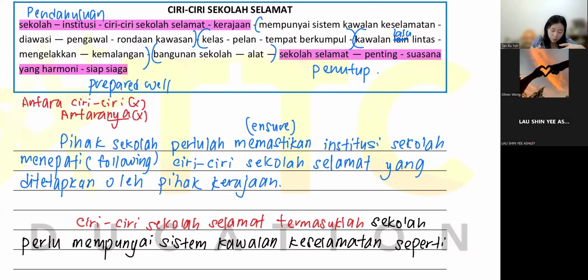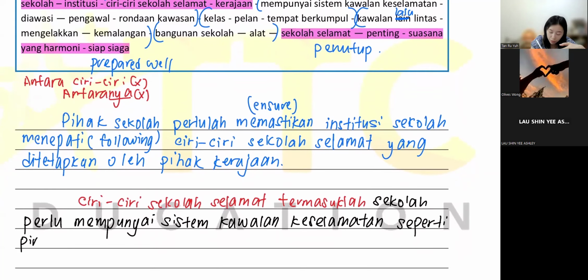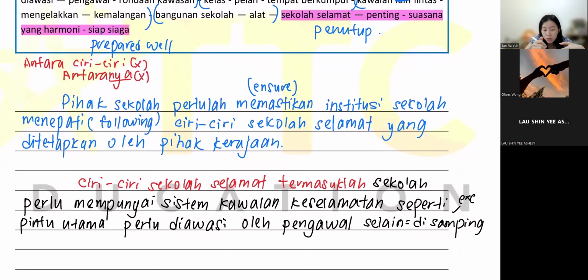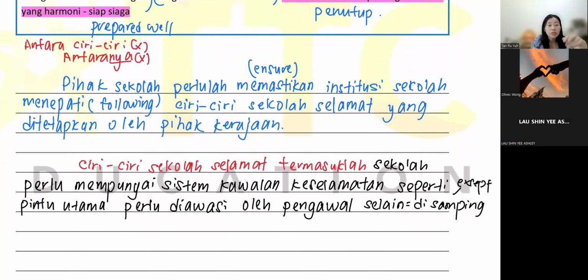So seperti pintu utama perlu diawasi, have to be guarded, oleh pengawal, because pengawal also go for rondaan. So selain, other than that, except for. Selain is equal to di samping, means except for. It's not just taking care of your main door, they also go around. Selain is equal to di samping.